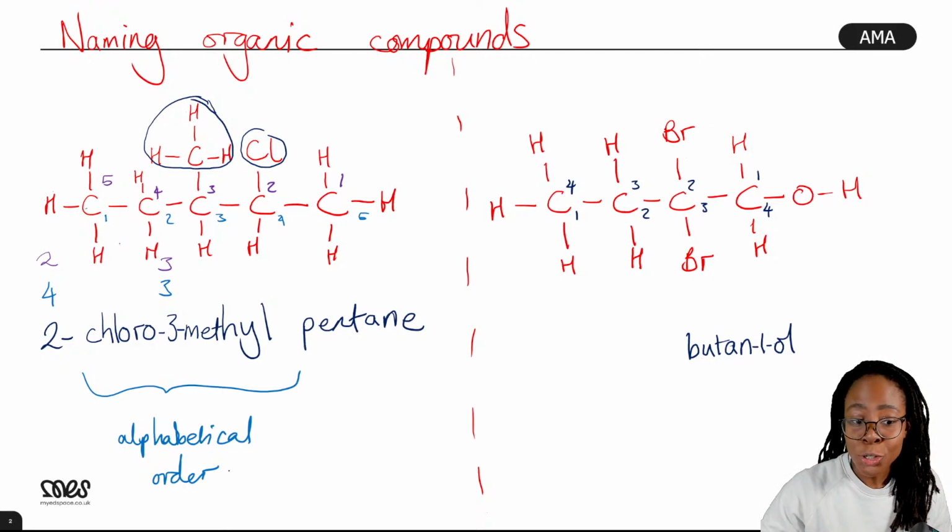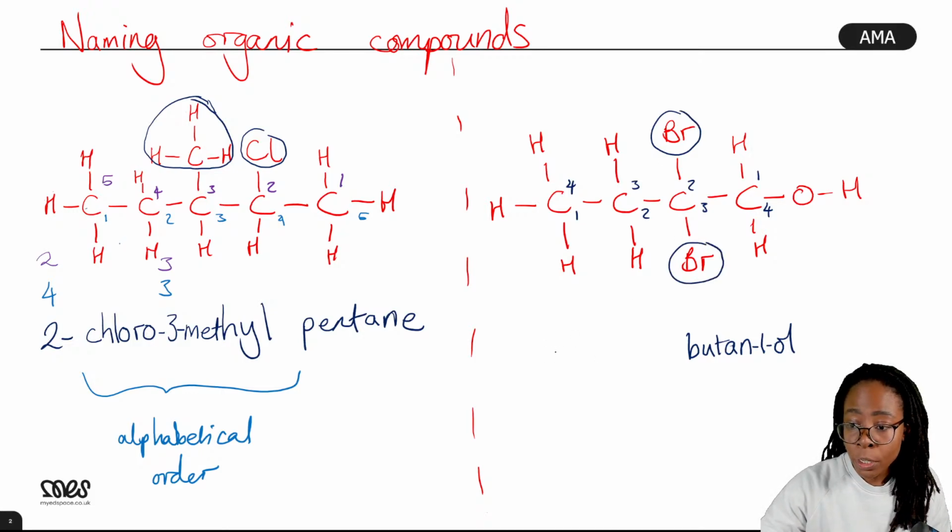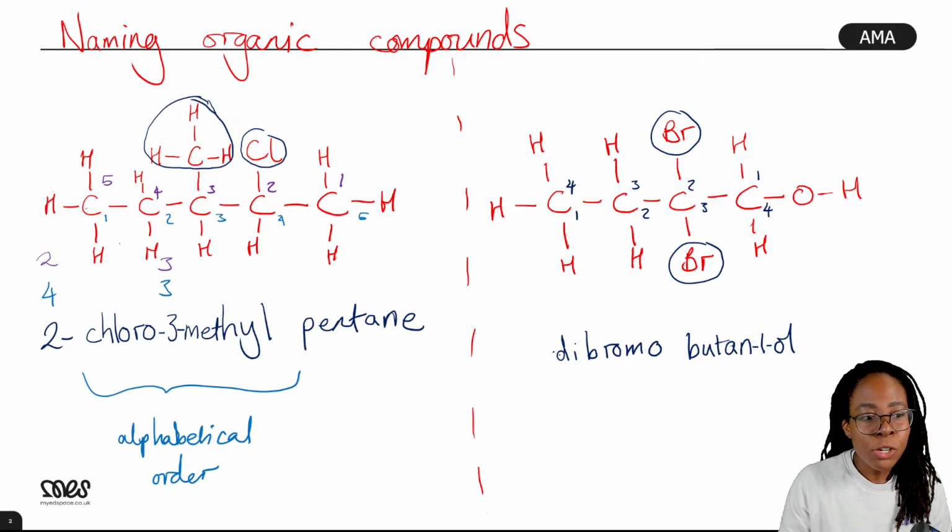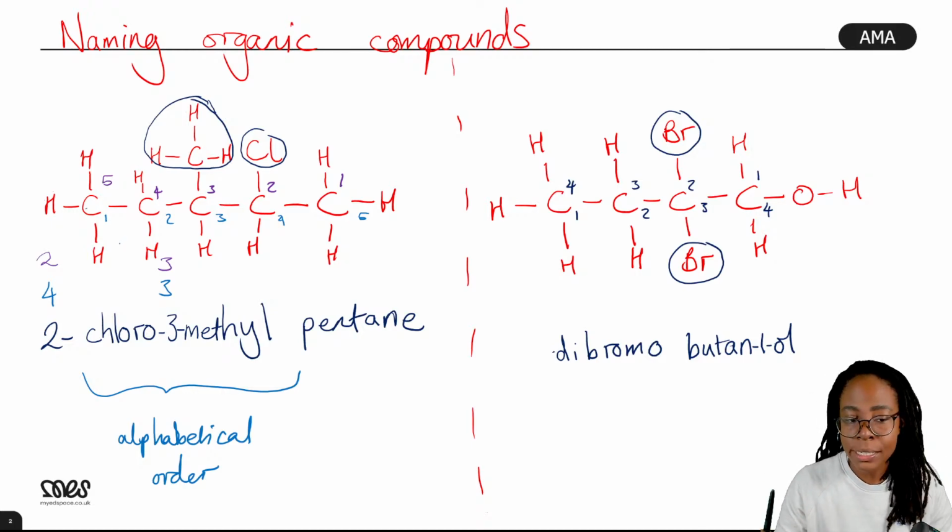Now we've got 2 more groups. We've got 2 bromo groups, so 2 bromines. So because we've got 2 of them, we would need to call this dibromo. Okay. If there's only one group, we don't need to say mono, but if there's more than one, then we need to say di or tri or what comes next? Tetra.